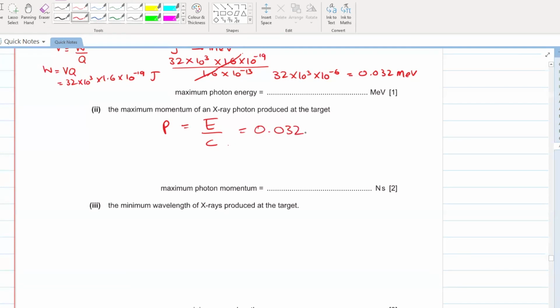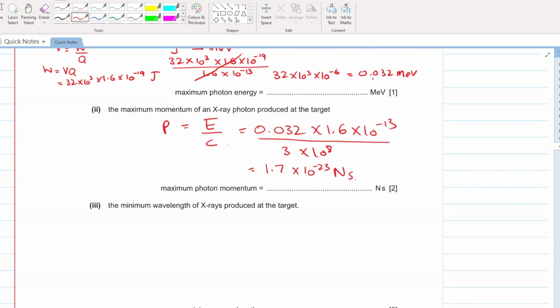0.032 into 1.6 into 10 raised to the power of minus 13 divided by the speed of light, that is 3 into 10 raised to the power of 8. Can anyone calculate the maximum momentum? What will be the maximum momentum here? 1.7 into 10 raised to the power of minus 23 newton second. Simple as that, nothing complicated here.